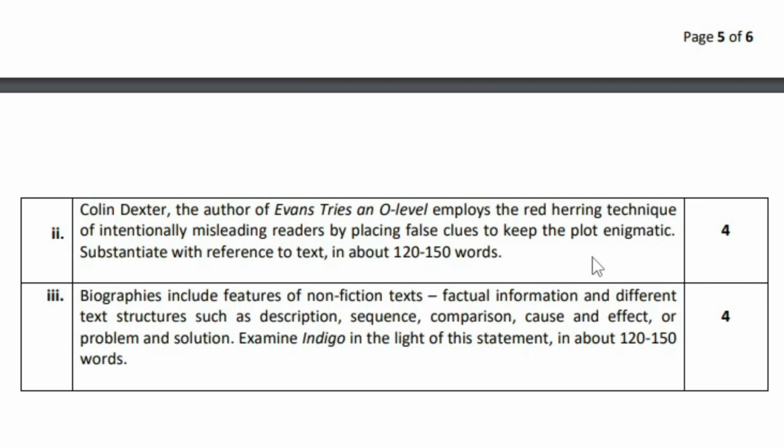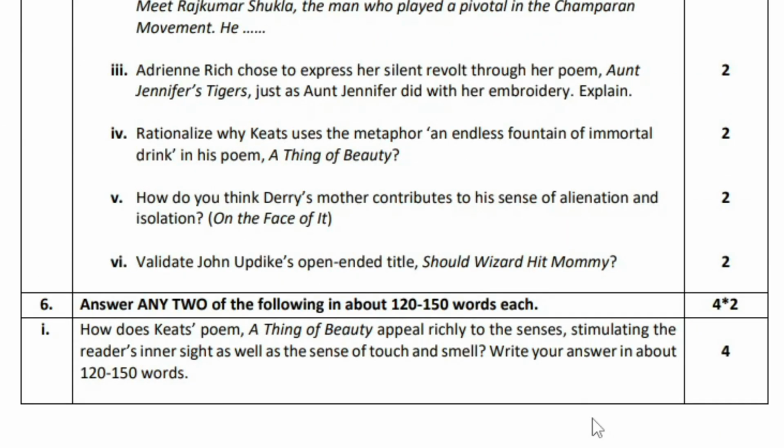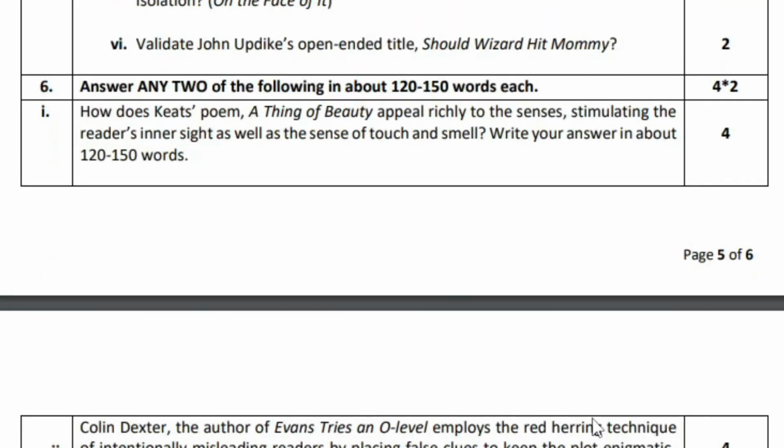If you have not read the story of Evans Tries an O-Level, and if you don't understand why the writer has used that particular technique or why the writer has written that story in that fashion, you may not be in a position to answer the question. So it is better to read the text properly from the main textbook and the supplementary textbook. Next, let us see question number 4. Biographies include features and non-fiction text, factual information in different text structures such as description, sequence, comparison, cause and effect, or problem and solution. Examine Indigo in the light of this statement in about 120 to 150 words. So it's simple. If you write a summary for these kinds of questions, you are not going to get good marks. You should write the answer based upon the question and the demands of the question.